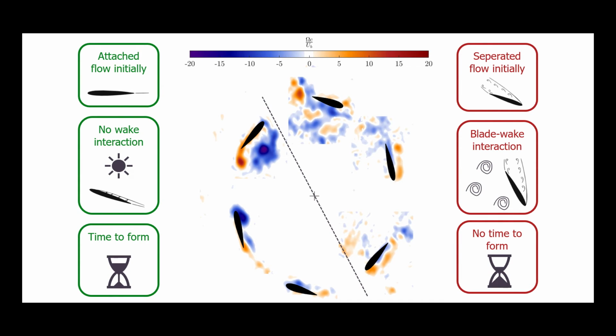Vortex formation time. The blade kinematics allows sufficient time for optimal vortex formation in the upwind half, but not in the downwind half. Secondly, the shear layer is initially attached for the upwind half while fully separated at the beginning of the downwind half. Lastly, the vortex-induced velocity at the leading edge is much more prominent in the downwind half compared to the upwind half.